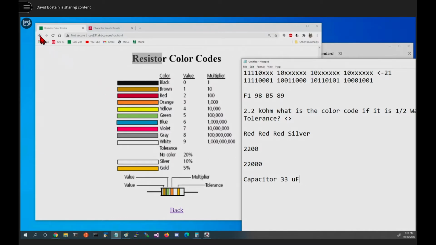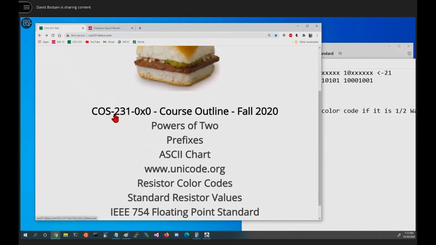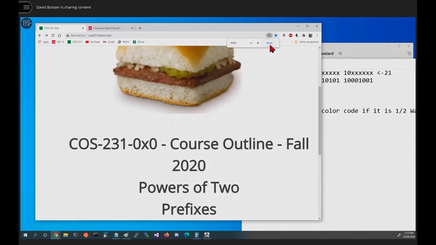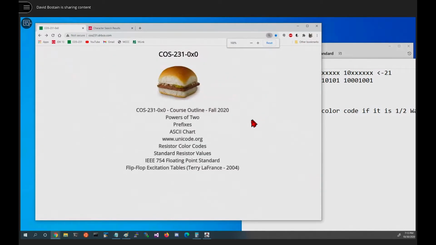Okay, so let's look at it. What's the next thing in our list of many things here? Whoa, that page is huge. The burger's looking pretty good.